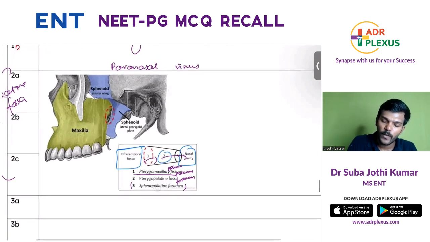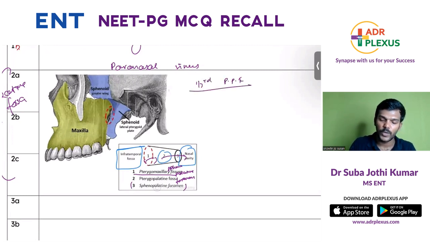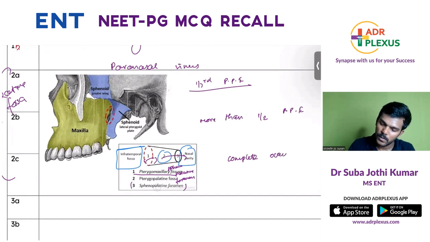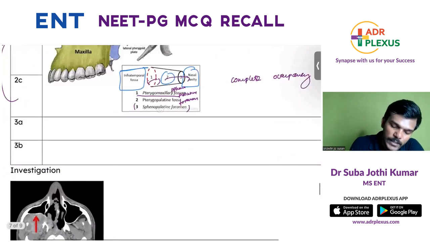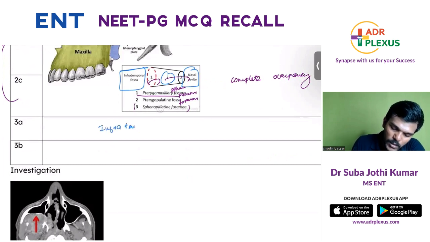If the tumor occupies only 1/3 of the pterygopalatine fossa, it is 2A. More than half of the pterygopalatine fossa, it is 2B. Complete occupying tumor of the pterygopalatine fossa is 2C. Clear? Now, what about 3? 3A is involvement of the infratemporal fossa. 3B is cranium. How cranium?